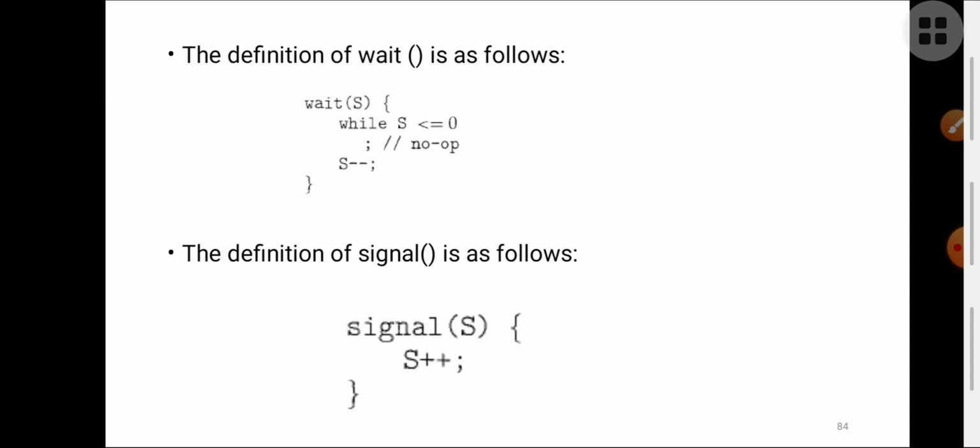The definition of wait is like this: wait(S) { while S is less than or equal to 0, do no operation; S--; }. The definition of signal is: signal(S) { S++; }. You can see here wait is nothing but a test, with the condition while S is less than or equal to 0. If that is false, then decrement the value of S, that is S minus minus. The definition of signal is an increment, S plus plus.